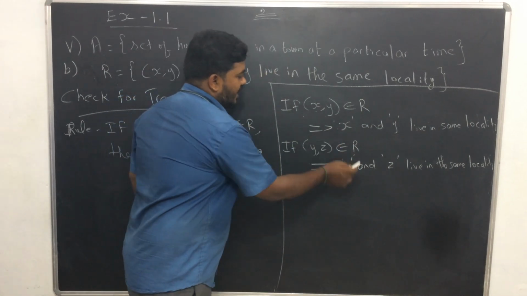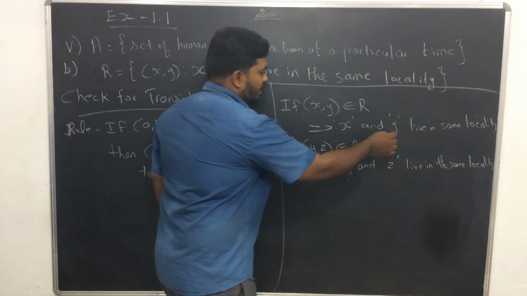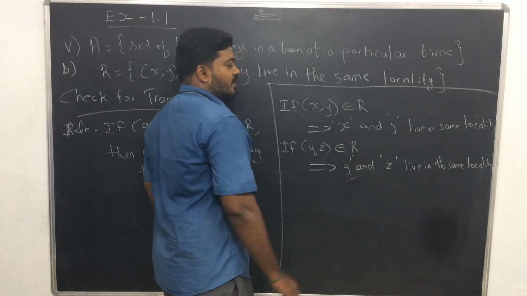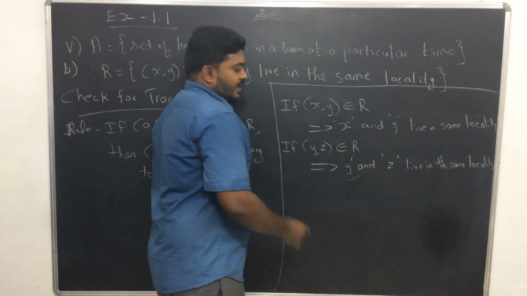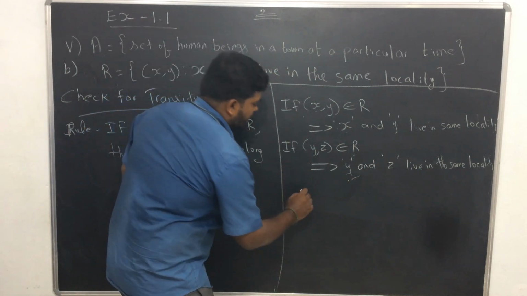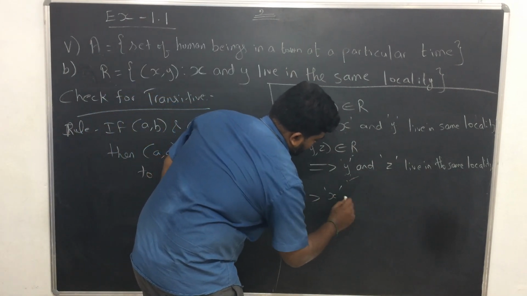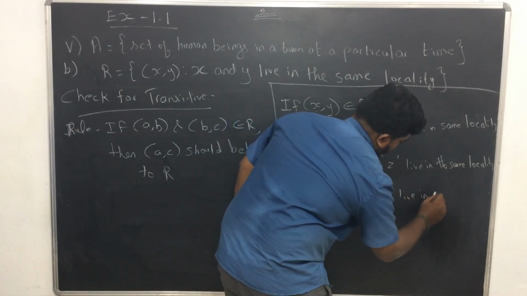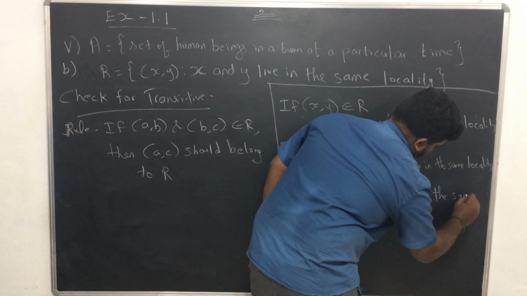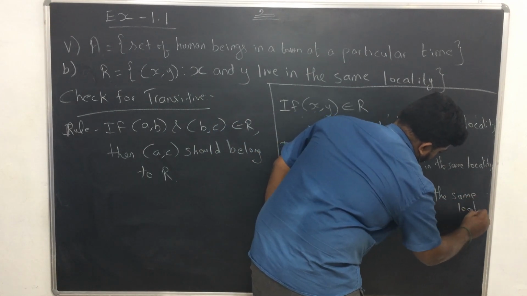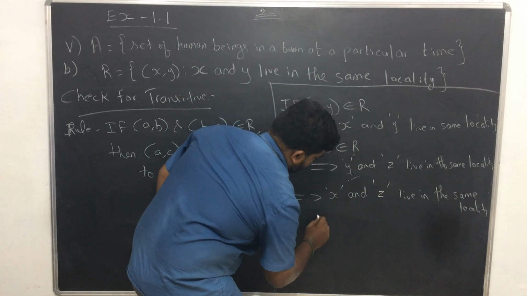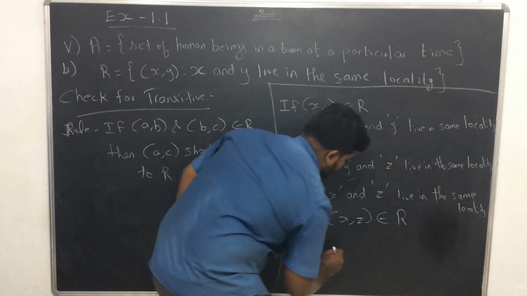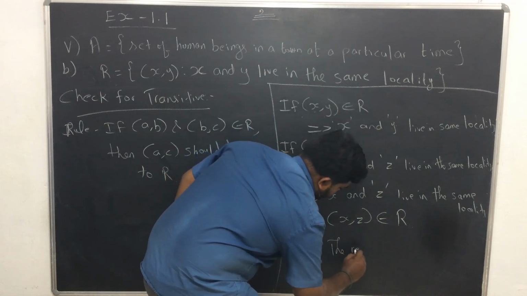Now, from these two statements, what can we say? X and y live in the same place, y and z live in the same place. So, we have a common element here. Y is common. So, of course, obviously, x and z will live in the same locality. So, this implies that x and z live in the same locality. Therefore, x comma z belongs to the relation. Therefore, the relation is transitive.